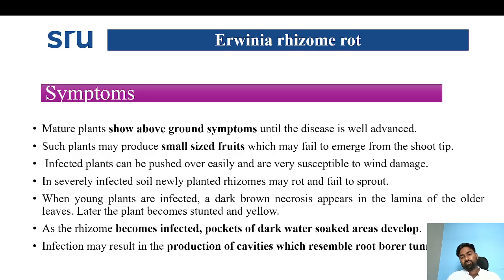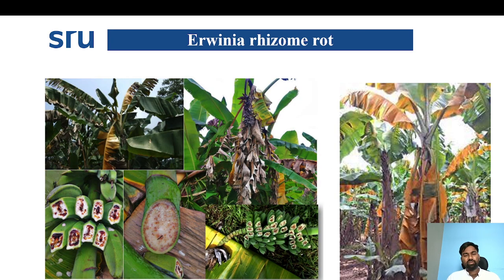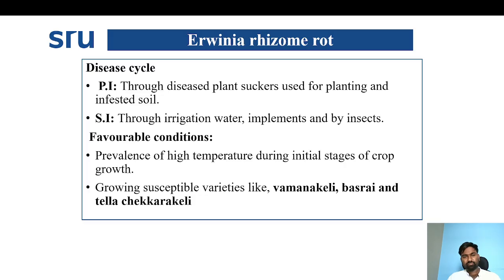As the rhizome becomes infected, pockets of dark water-soaked areas may develop on the infected rhizome or sucker. Infection may result in the production of cavities, which resemble the tunnels caused by the root borer. These are the pictures representing Erwinia rhizome rot. Here the yellowing and wilting of the older leaves, which hang down from the main stem. Then brown discoloration and bacterial ooze formation on the infected banana fingers, and also complete rotting of the banana suckers or rhizome. Then tip over will occur. That's why it is known as tip over disease.